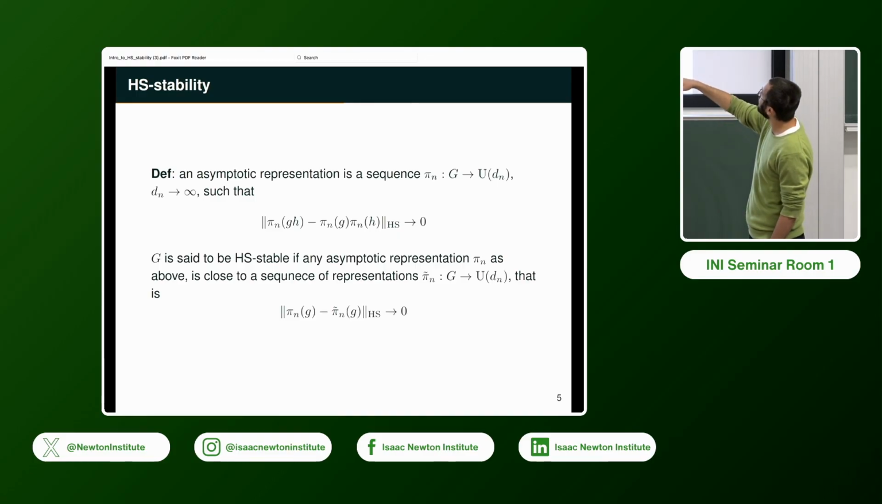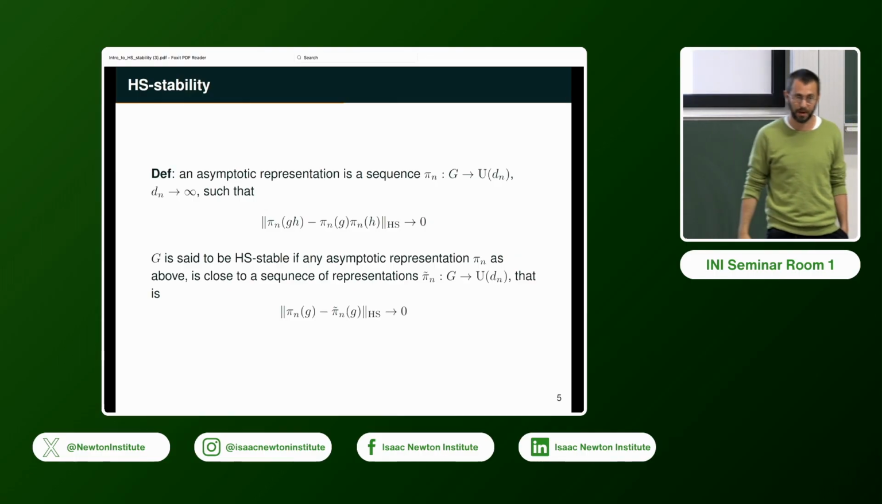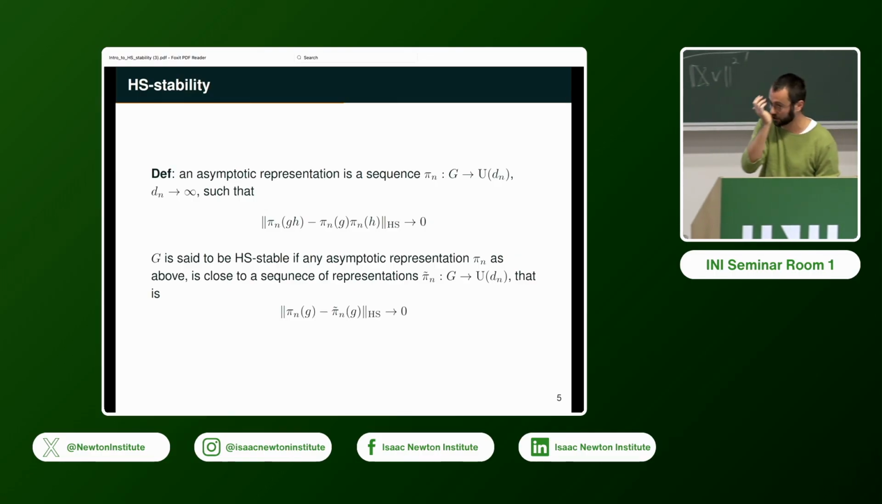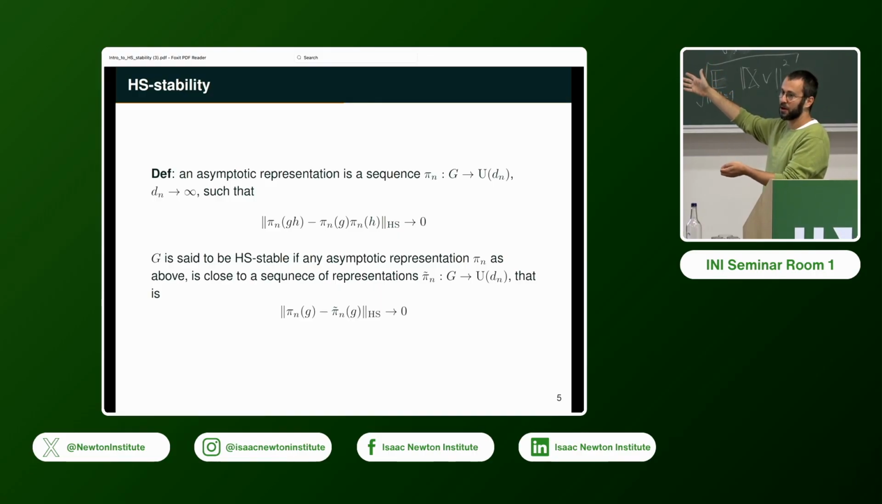And then G is said to be Hilbert-Schmidt stable if whenever you have such an asymptotic representation, you can find another sequence of representations, pi tilde, such that they are close. And once again, for each g, this norm goes to 0. Of course, if you require some uniformity, you could play that game, but you get a completely different definition. When you write it like this, it's clear that it's a group invariant. It's just something about the group.